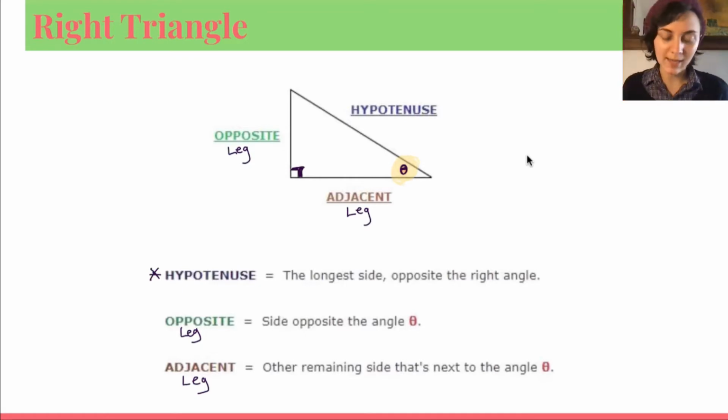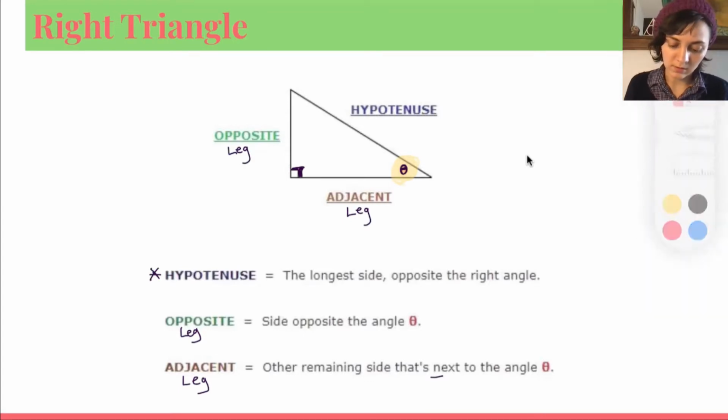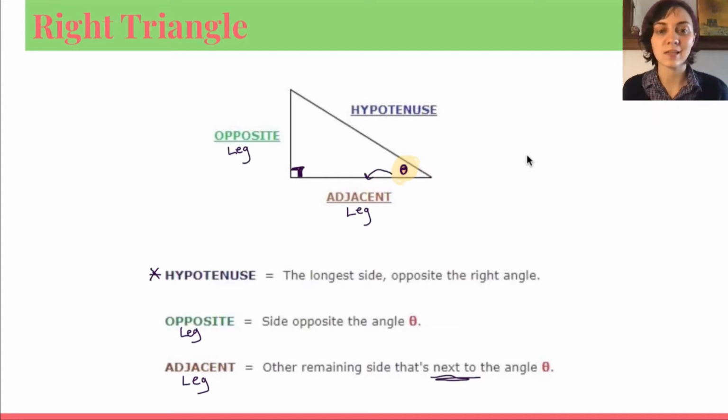The opposite leg is what it sounds like. We have our angle, and then the side opposite is the opposite leg. So it's across from it. And then adjacent means next to. So the side that's next to the angle is the adjacent leg. This is some vocabulary you need to become familiar with for our example on the next slide.